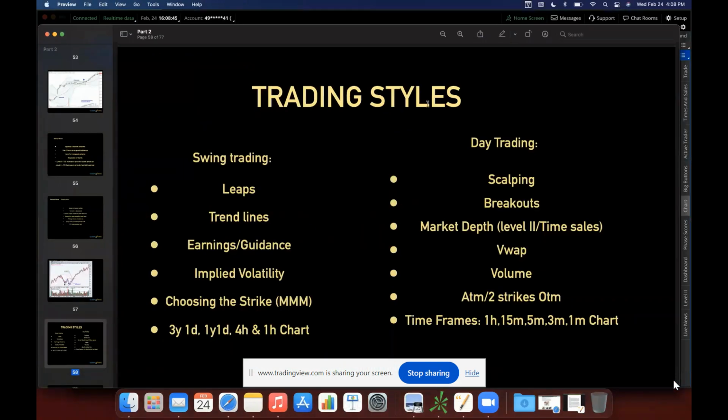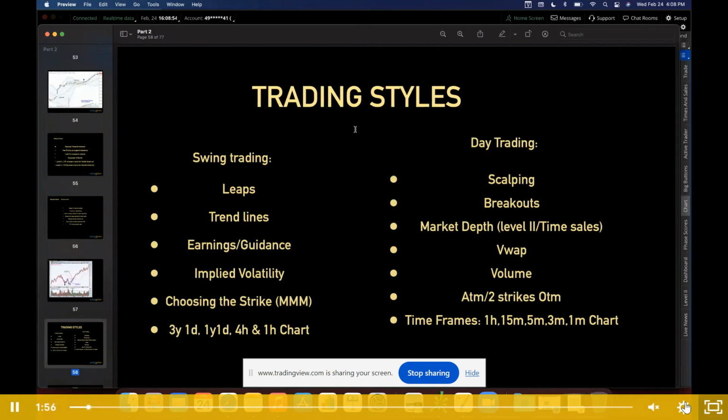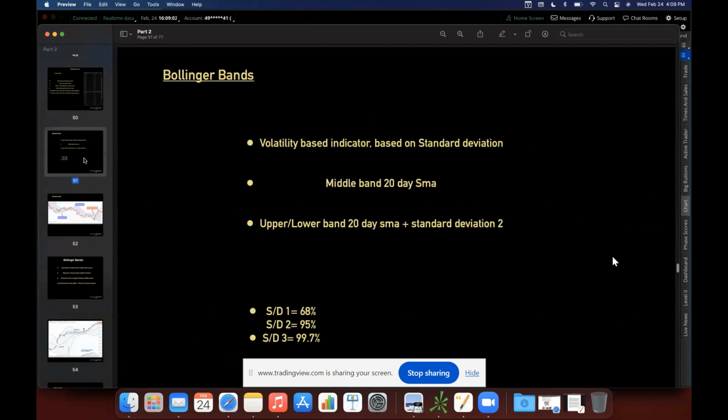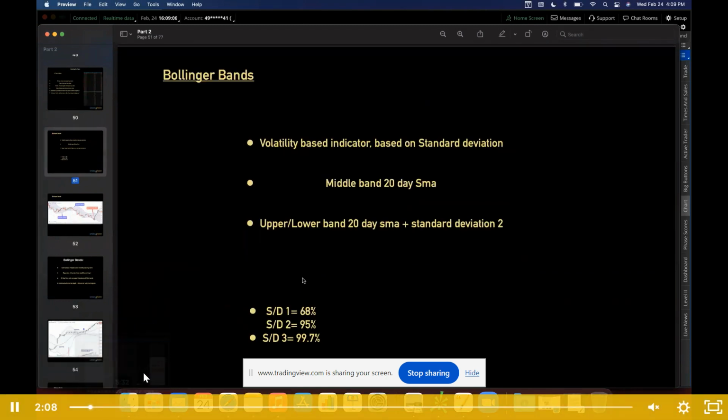We're also going to go over trading styles, because a lot of people are getting confused about whether they're a scalper or day trading, and what they should be looking at. So I want to go over this again. I don't remember if I went over this in the past, so that's why I wanted to break this down again. All right.